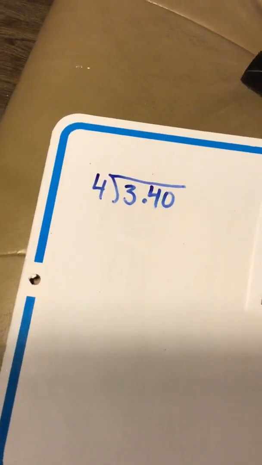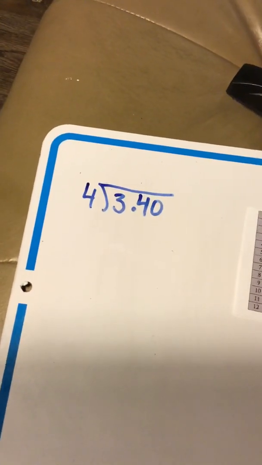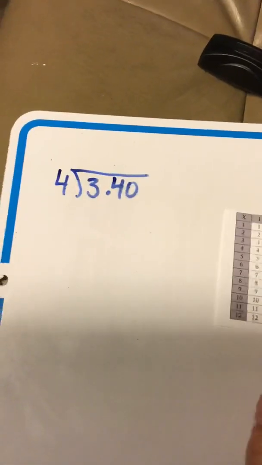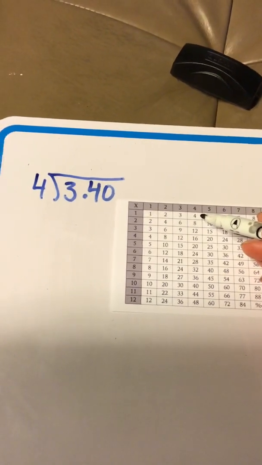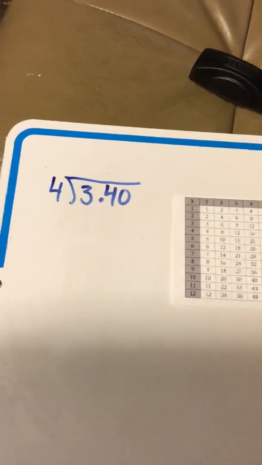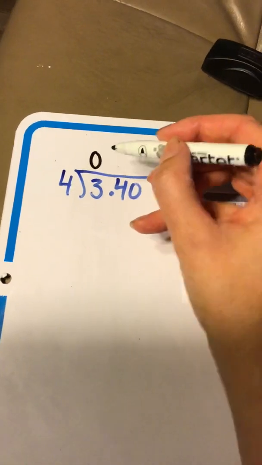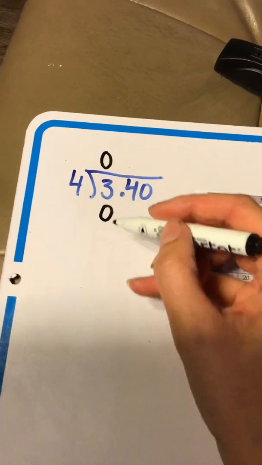All right, so I've got 3.40 cookies, and I'd like to share them with my 4 friends. Okay, so we start out, we're looking 4's at the door, so we're looking underneath the 4, and we're trying to get as close to 3 as possible without being bigger. There isn't an option. There's nothing there. No one is getting any cookies. So when they don't get anything, that's a 0. 0 times 4 is 0 because anything times 0 is 0.